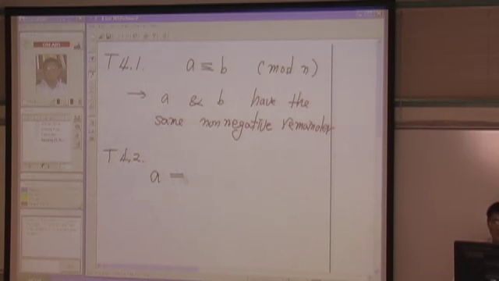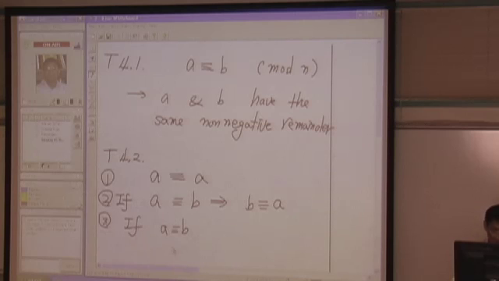A is congruent to A. Do you agree with me or not? Obvious, right? And if A is congruent to B, then B is congruent to A. Obvious, right? 1 o'clock and 13 o'clock, 13 o'clock and 1 o'clock are the same, right? The third fact: if A is congruent to B and B is congruent to C, then A is congruent to C.